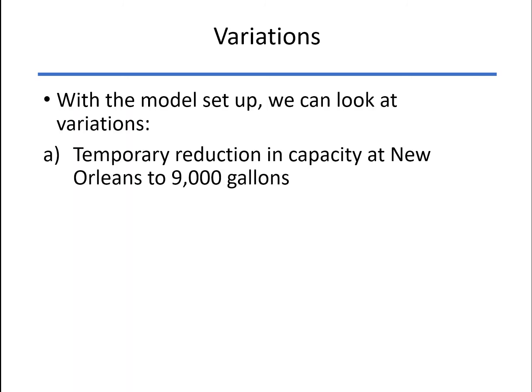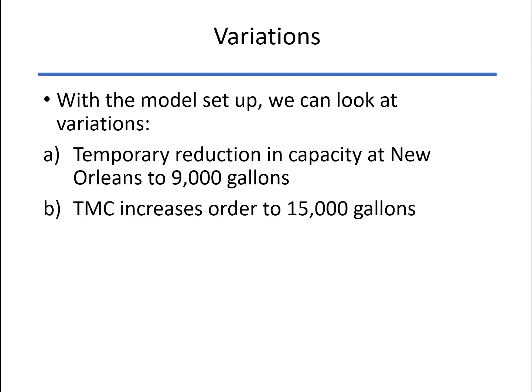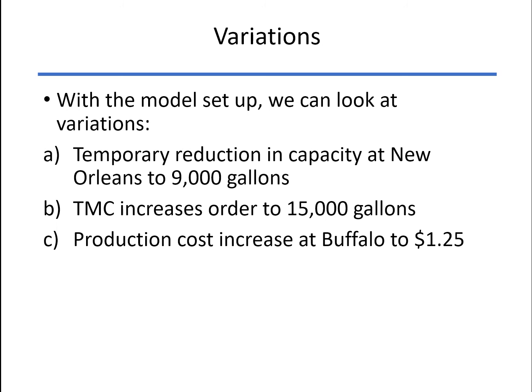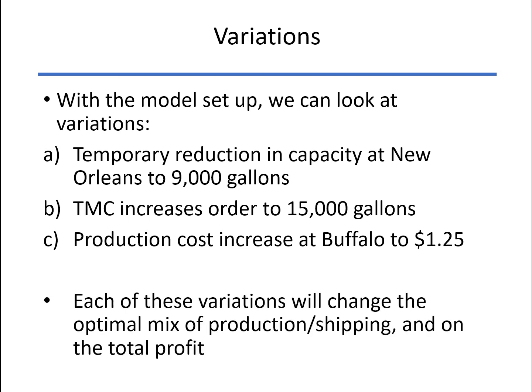So we can do a couple of different what-ifs here. What if something happens in New Orleans so that part of the plant has to be shut down temporarily, and so its capacity now is only 9,000 gallons? What if Texas increases their orders? Or what if you have a strike in Buffalo and you have to make concessions and so the production cost goes up there? Again, we can look at each of those pretty easily, and all of them are going to change what your optimal solution is.